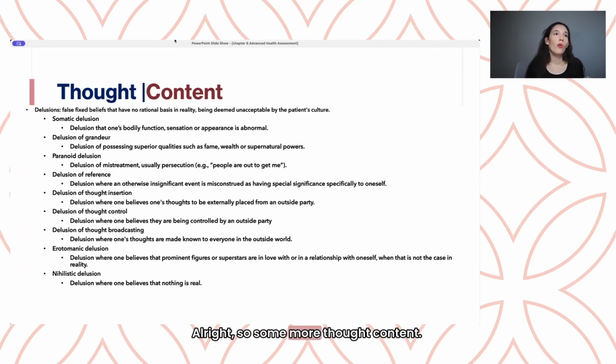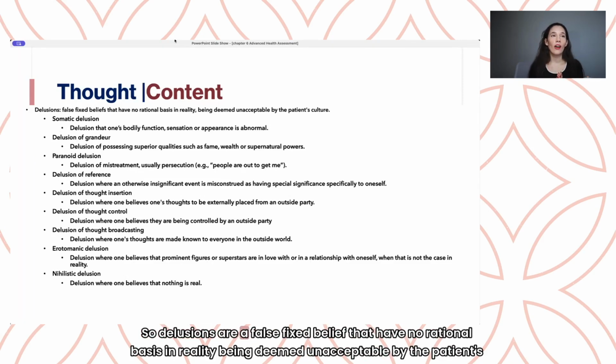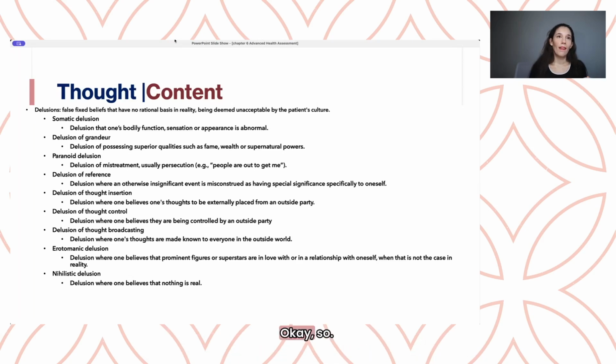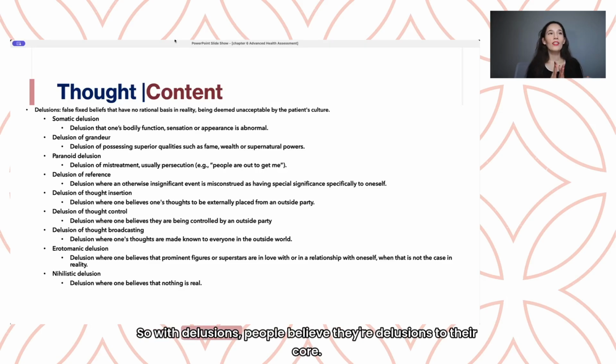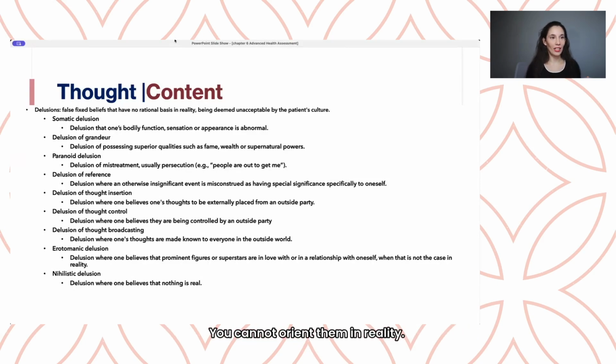All right. So some more thought content. We're going to talk about delusions. So delusions are a false fixed belief that have no rational basis in reality, being deemed unacceptable by the patient's culture. Okay. So delusions are interesting. With delusions, people believe their delusions to their core. You cannot orient them in reality.